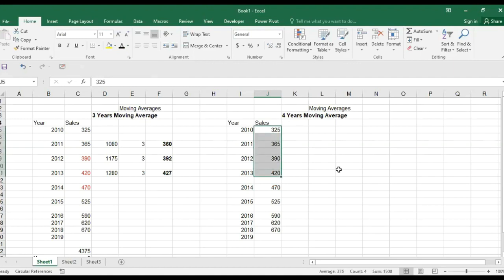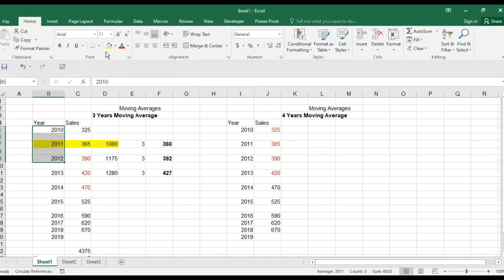Now, the thing is that when I was taking the first 3 years like this, so this was 2010, 2011, and 2012. And from these 3 numbers, the average came in front of 2011, which was the middle year. So it came in the middle. So this number 1080 or the number 360 are exactly in front of year 2011, because out of 3 years, 2011 is the middle year.